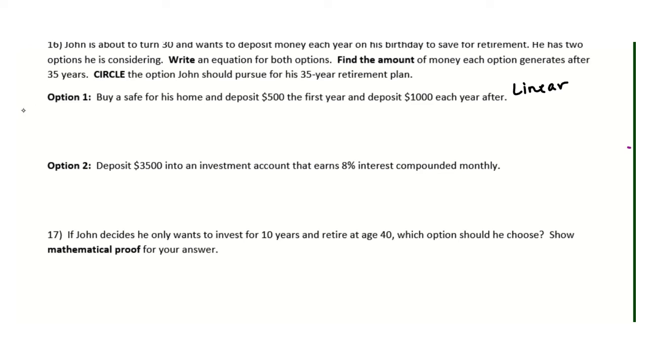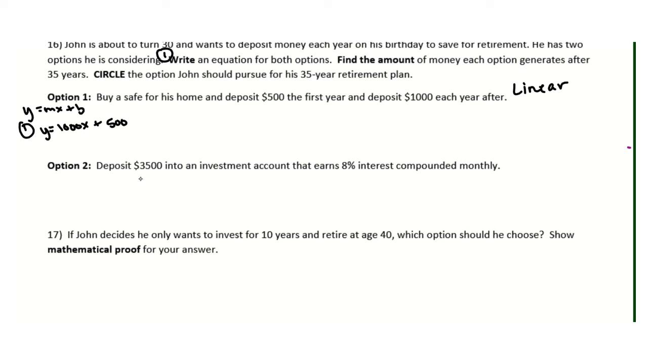So I can use y equals mx plus b to write the equation, and that's the first thing that they want. So I'm going to have y equals, I'm adding $1,000 each year, and I'm starting off with $500. So $500 is my y-intercept, and then I'm adding $1,000 each year after that, so we'll multiply 1,000 by the year x.